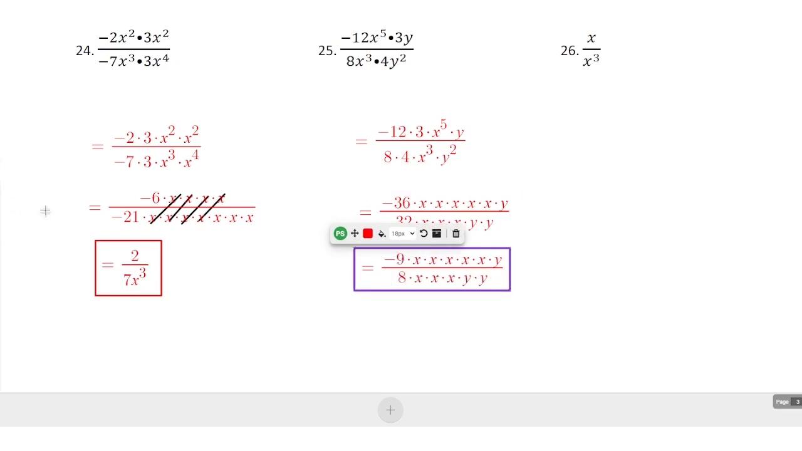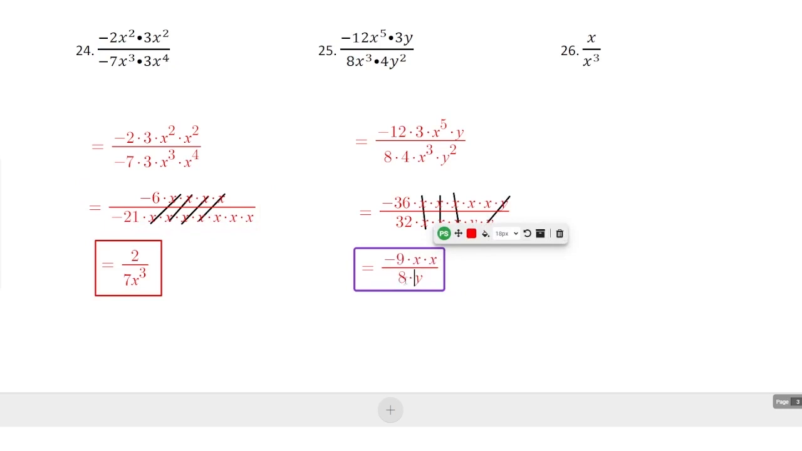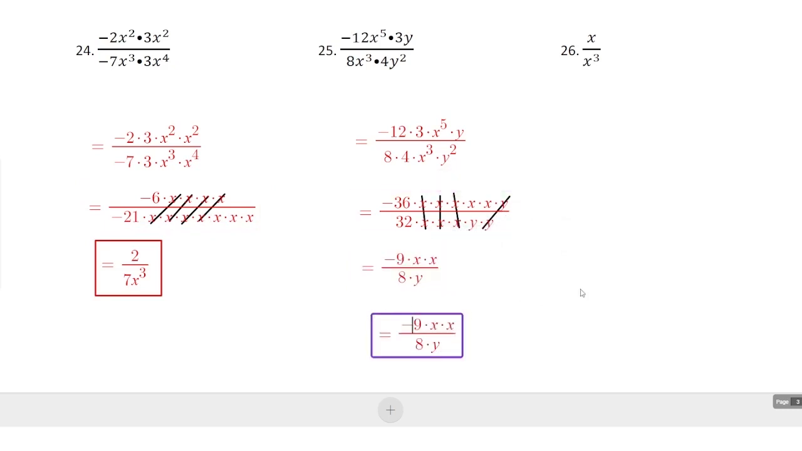And let's see how many of these x's are going to cancel out. We got 1, 2, 3 x's. Can't cancel out an x with a y because we don't know what those numbers are, so we can't assume they're the same. In fact, we should probably assume they're not the same. And then y, 1 pair of y's here. So we're left with just 2 x's on top, 1 y on the bottom. So our final answer on number 25 should be, I'll throw the negative out front just to clean it up a little bit, 9x squared over 8y.